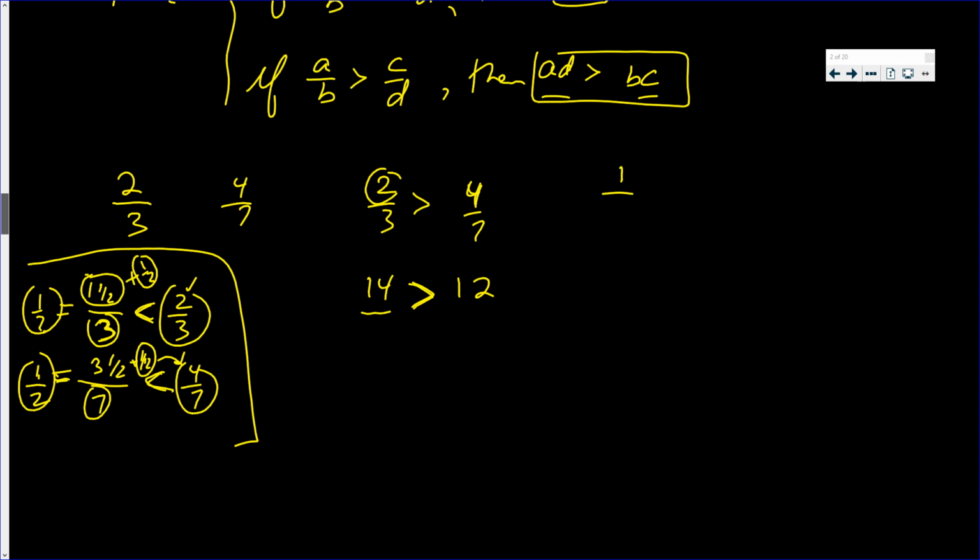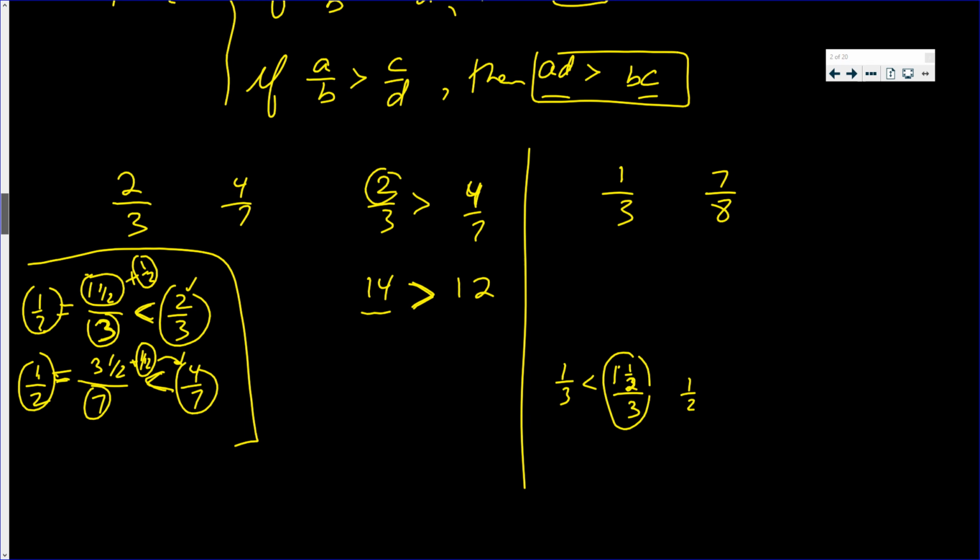Suppose you have 1/3 and 7/8. Well, 1/3 is less than 1.5/3, which equals a half. 1/3 is less than a half. Because when it comes to over 3, 1.5/3 is equal to a half. So 1/3 is smaller.